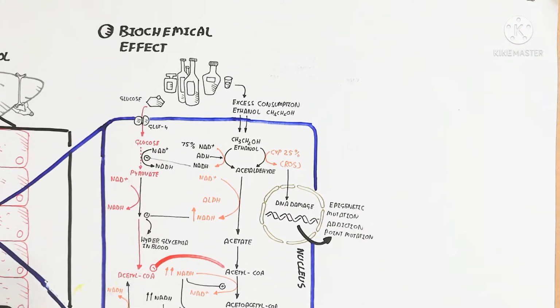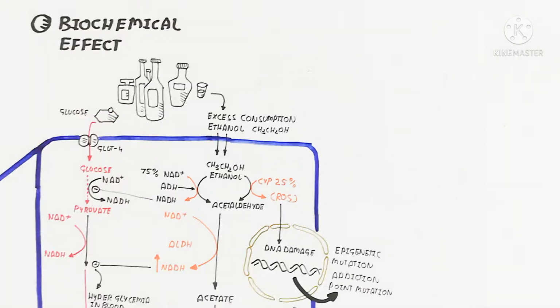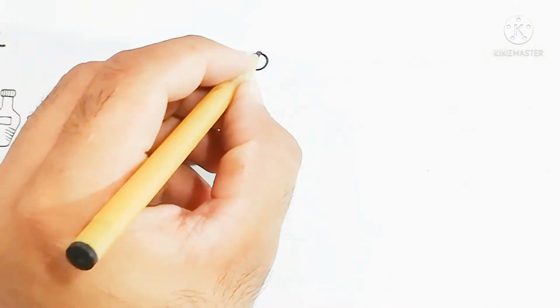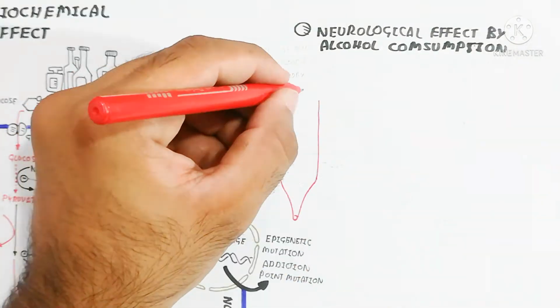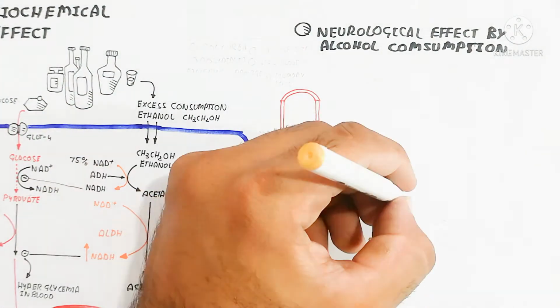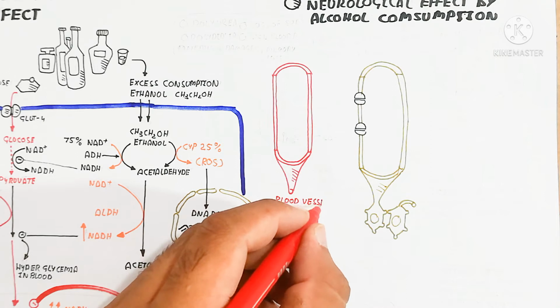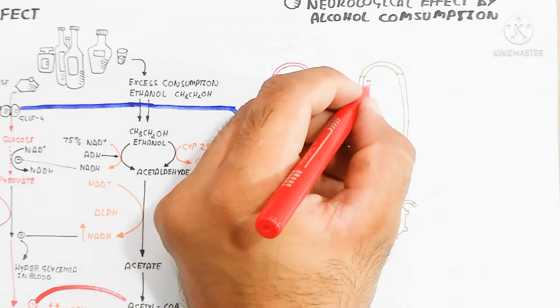So here hypoglycemia will occur. Why will hypoglycemia occur? Because glycogenesis will occur and glycogenolysis will decrease. Why? Because we will not need the glucose. So hyperglycemia and hypoglycemia also occur over the passage of time during the first phase of chronic alcohol consumption, for example. Here we will discuss the neurological effect of alcohol consumption.